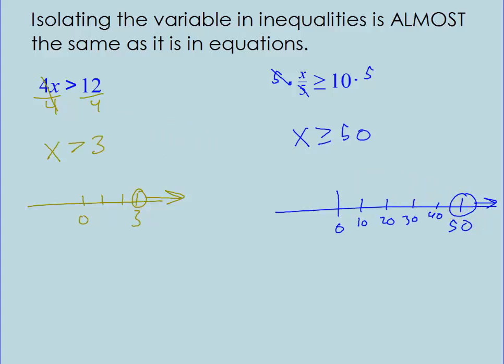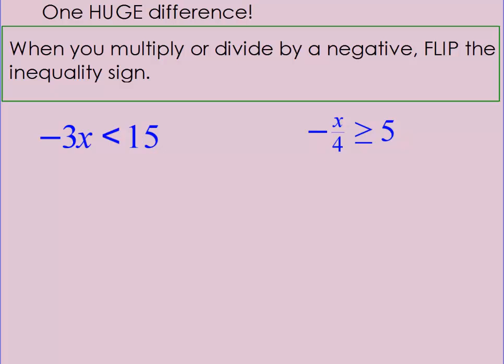Alright, next one. So here's where it's actually different. There's one huge difference, and you've got to do this. When you multiply or divide by a negative, flip the inequality sign. So that means if you have an inequality like this, you flip it to this. Less than flips to greater than. We just flip it around. If it's less than, it goes to greater than. If it's greater than, it goes to less than. You always leave the equal part if the equal part is there.